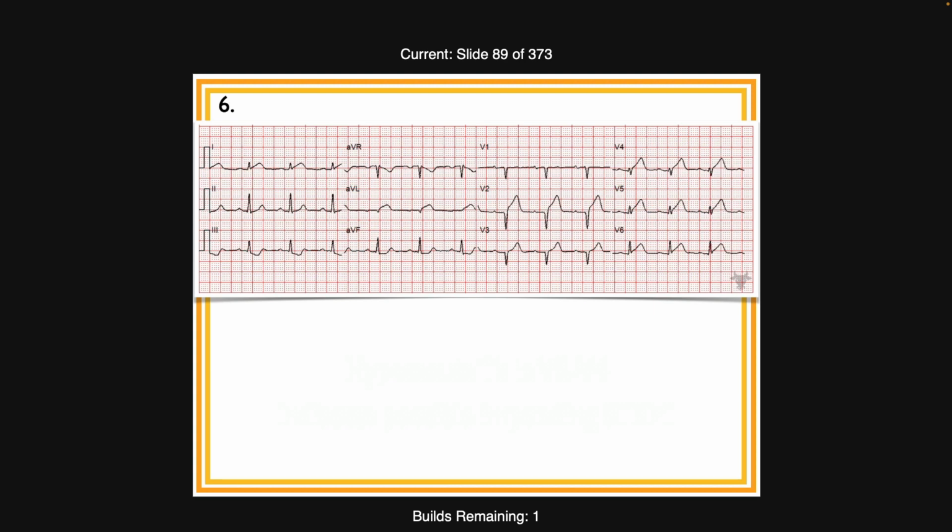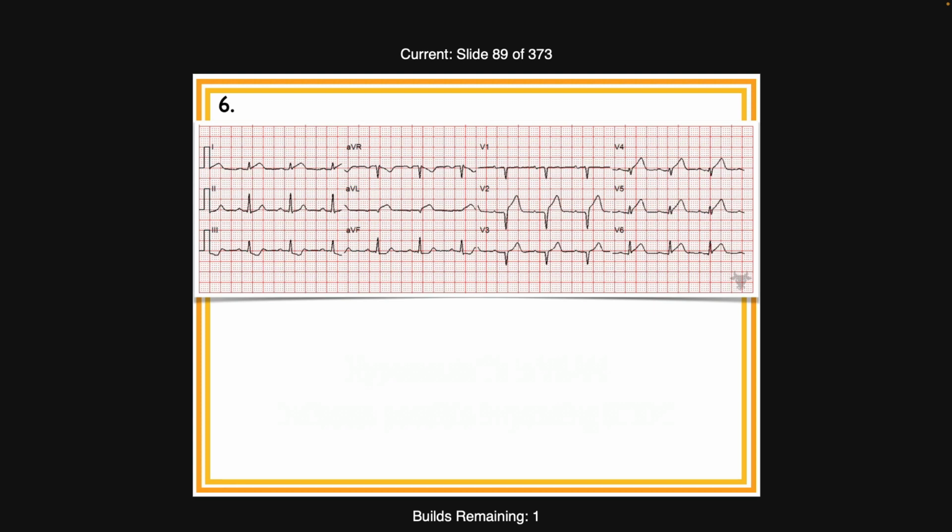I saw that there was hyperacute T's in B4 and B5. The QRS complex within the T wave. Okay, good. What else? That's the answer in terms of T wave, certainly. What else is of concern?